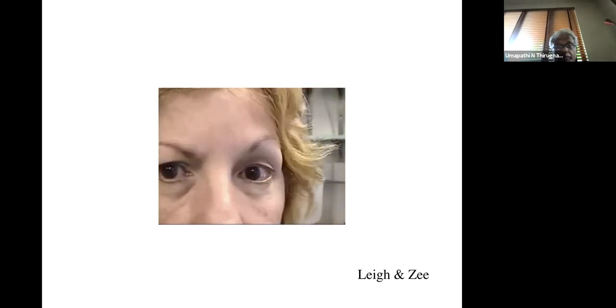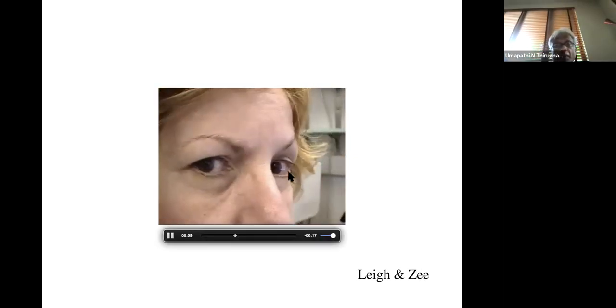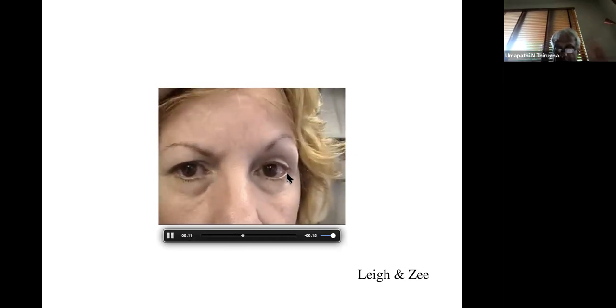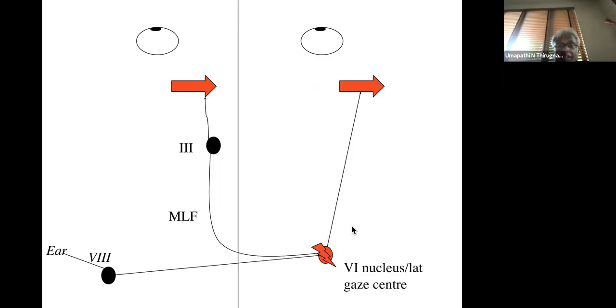Right at the camera. So with the absence of the VOR, there's no real change in the eye movement. It's still difficulty looking to the left. So we concluded that this patient's pathology must be in the 6th nucleus. So this lady has got a pontine cause for it.